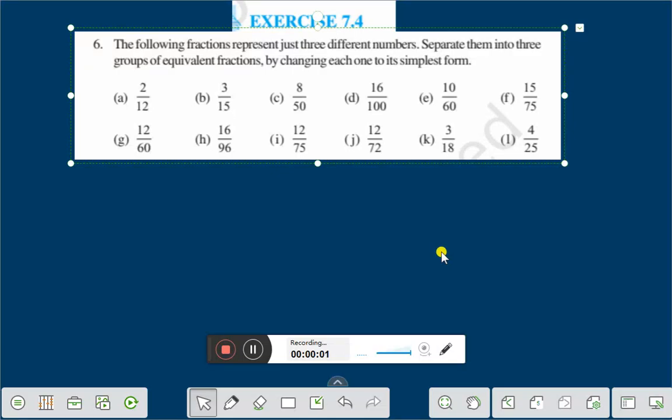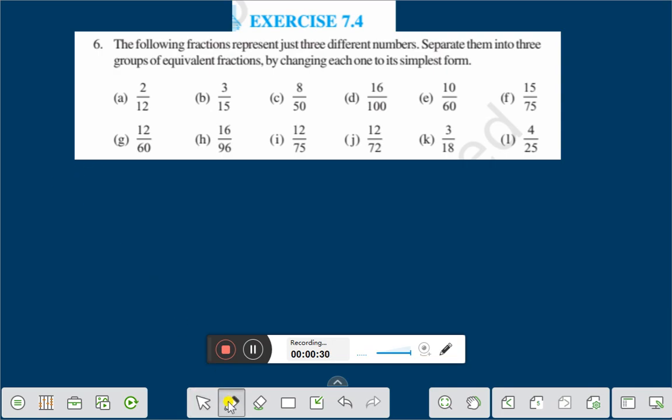Hello everyone. Today we shall discuss exercise 7.4 question number 6. What is question number 6 you see? Question number 6 is the following fractions represent just three different numbers. Separate them into three groups of equivalent fractions by changing each one to its simplest form. First of all, we will find the simplest form, right? That is question number A.